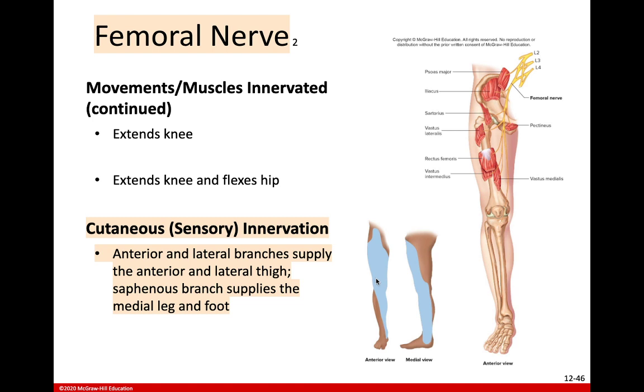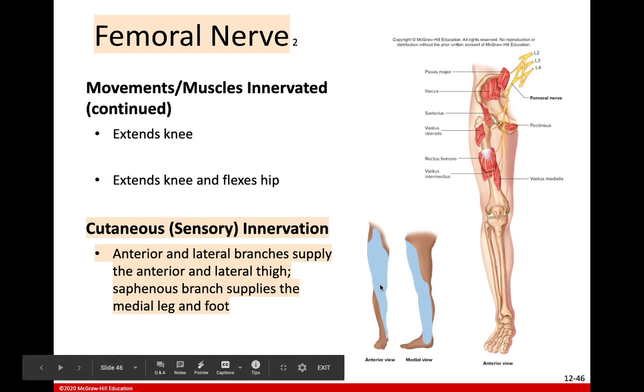The femoral nerve is going to be innervating basically the front and side of the thigh, the anterior and lateral thigh, as well as the medial leg and foot. So it kind of starts here. Here's anterior and medial, and then the medial part of the lower leg there.